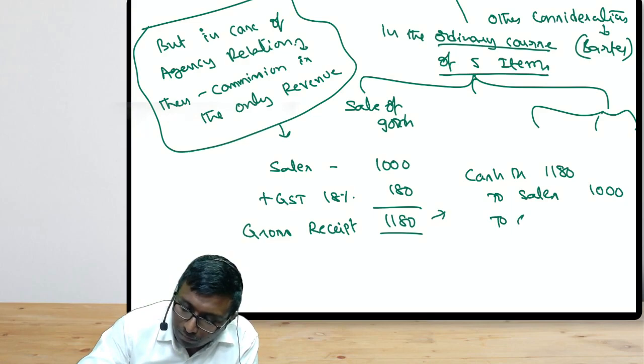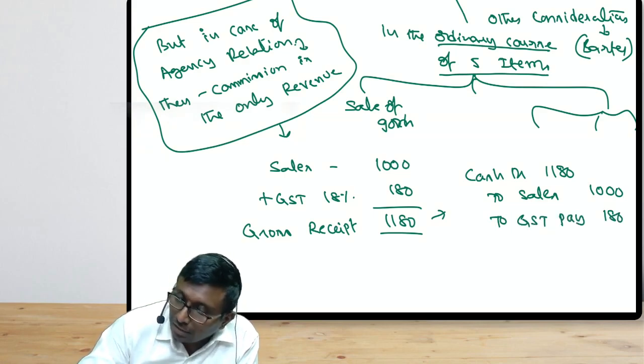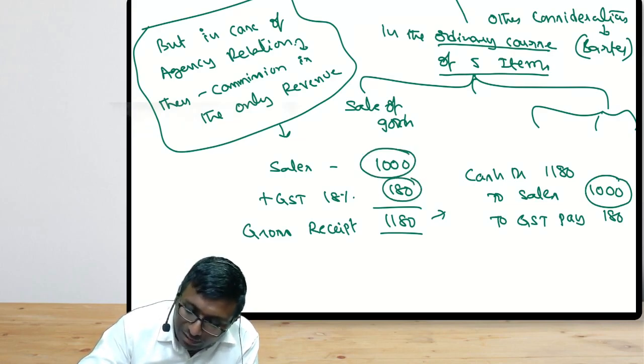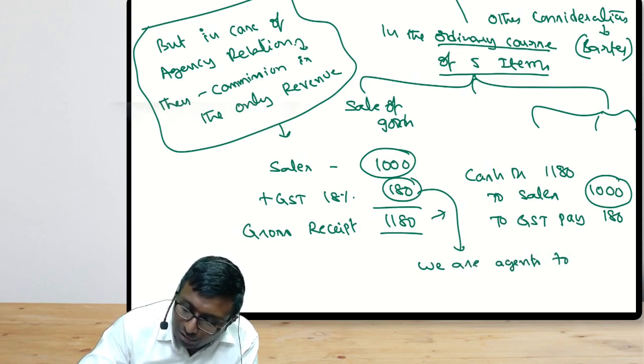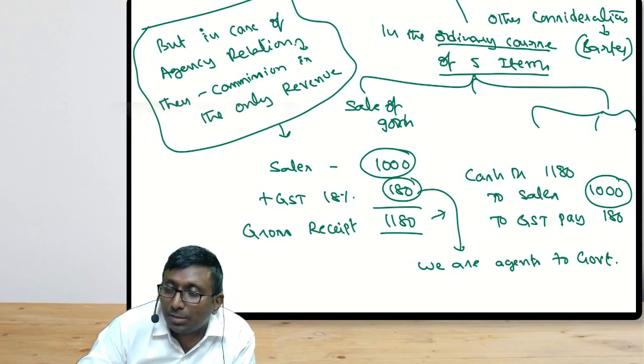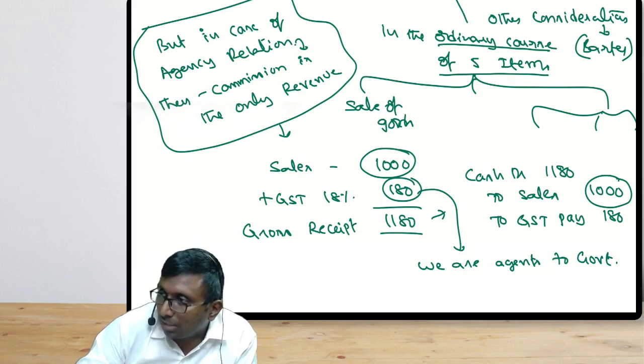To GST payable 180. Correct. Now sales is equal to how much? 1000. Because why is it 180? For 180 we are agents. We are agents to whom? We are agents to government. Yes, we are collecting 180, but it is not my money. It is on behalf of government. When the customer gives me, that is not my money. Customer is giving me, I go and deposit with government. I'm an agent to that extent.